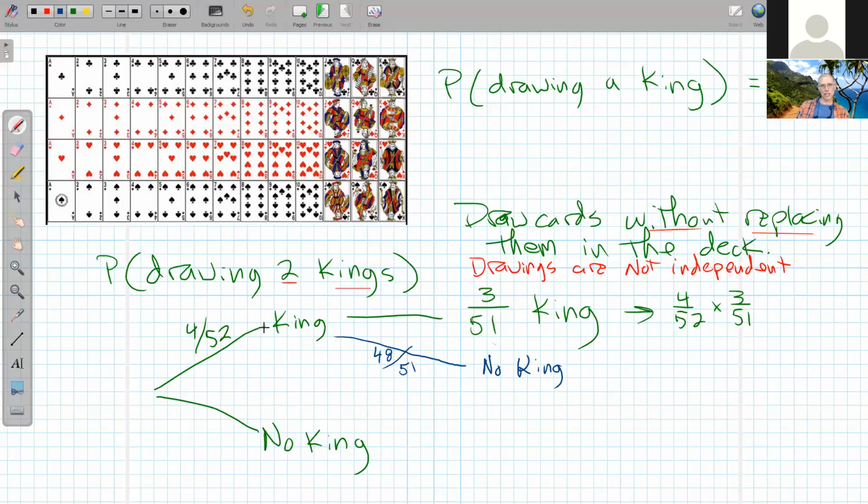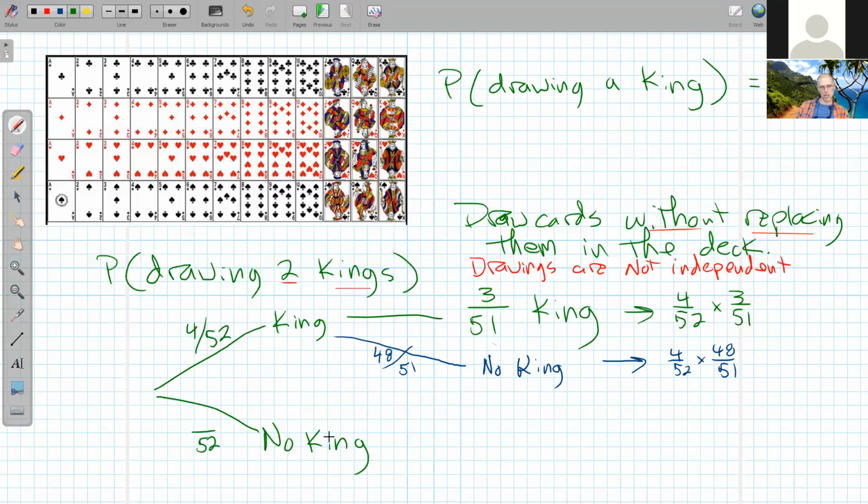So the probability of getting a king and then not a king is, for this branch, 4 out of 52, we got a king, times 48 out of 51, I didn't get a king. Let's go down to this branch that we didn't do work on before. So this is the first drawing from the deck. Nothing's come out of the deck. There are still 52 cards in the deck.